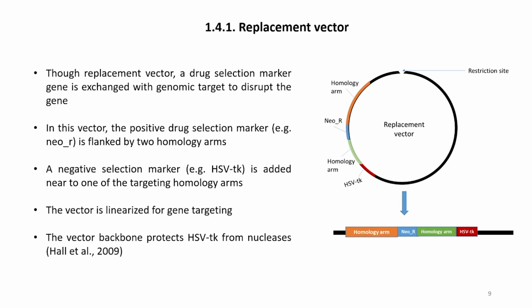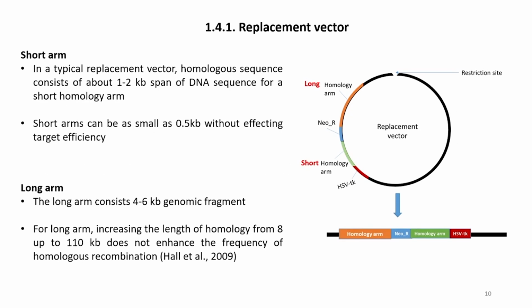In this vector, the positive selection marker is flanked by two homology arms as already shown in the diagram, and the negative selection marker is added near one of the targeting homology arms, as also discussed in the earlier slide, and the vector is linearized for targeting. And the vector backbone protects HSV-TK from nucleases.